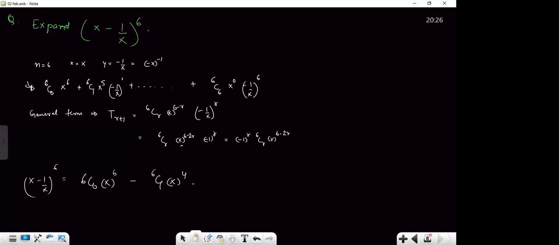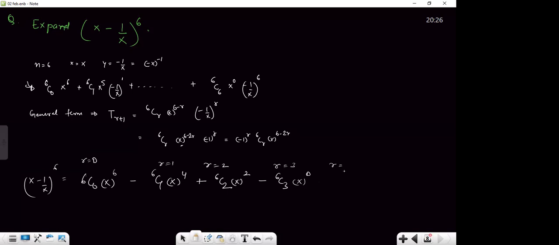Now r was 0, r was 1, r becomes 2. Even power, positive sign: 6C2 x raised to power 6 minus 4, that is 2. Minus, r equals 3. Odd power of minus 1, we make it a negative term. So 6C3 x raised to power 6 minus 6 becomes 0.